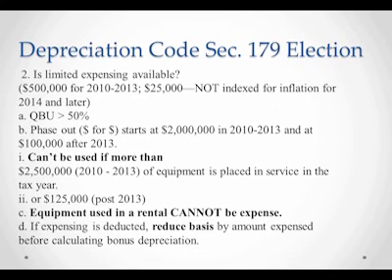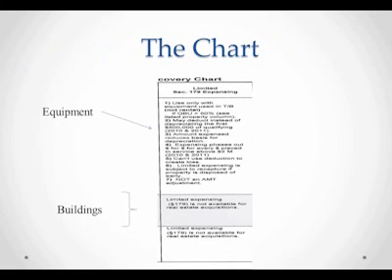And note that 179 expensing is number 2, bonus is number 3. So you take care of this provision first, reduce your basis, and then move on to see if you can calculate bonus depreciation. So we also have the chart. When you need to go back and get a quick answer, you can refer yourself back to the chart. Remember, limited expensing is not available for buildings.